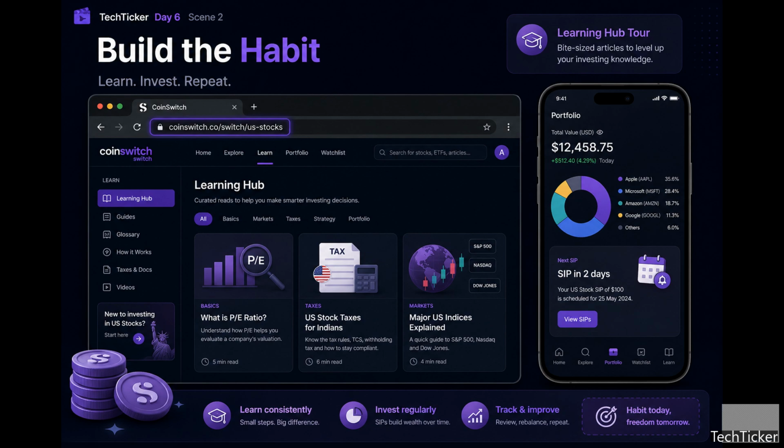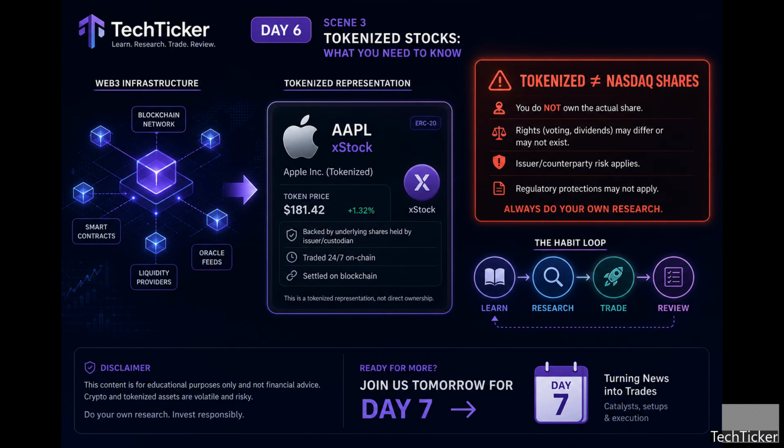Your homework, read one CoinSwitch US Stocks article today and add 3 tickers to your watchlist. Tomorrow, Day 7, US Market Basics. Indices, sectors, trading hours, and your Week 1 recap quiz.